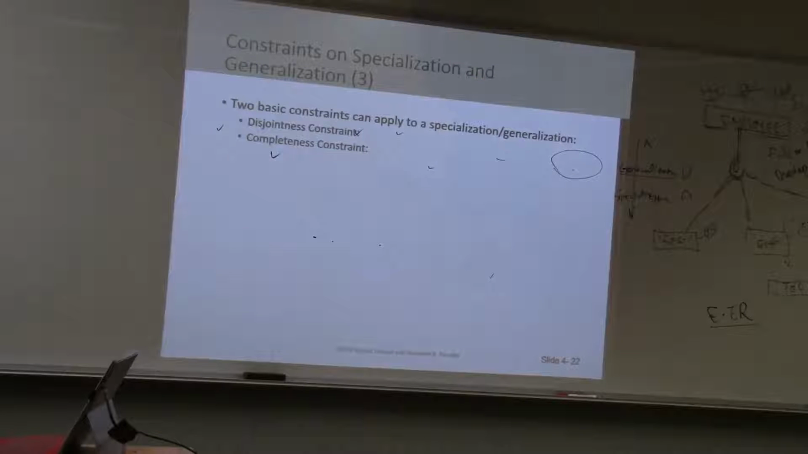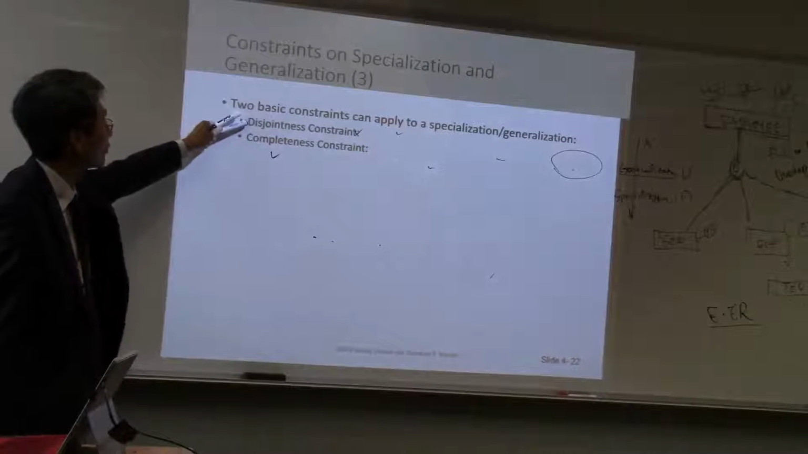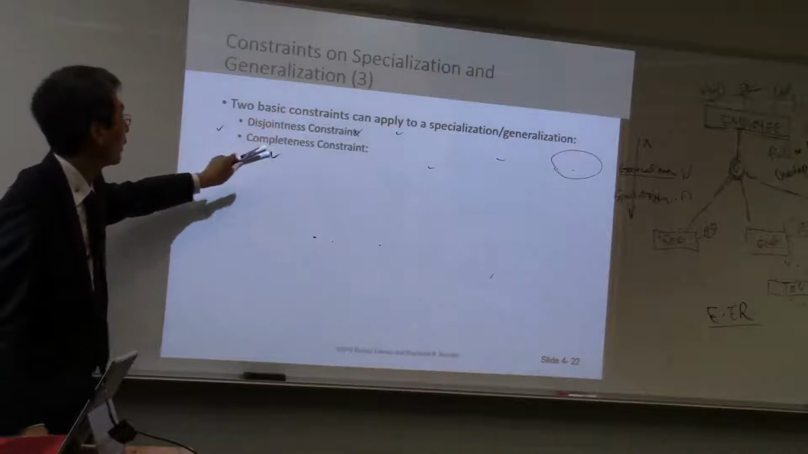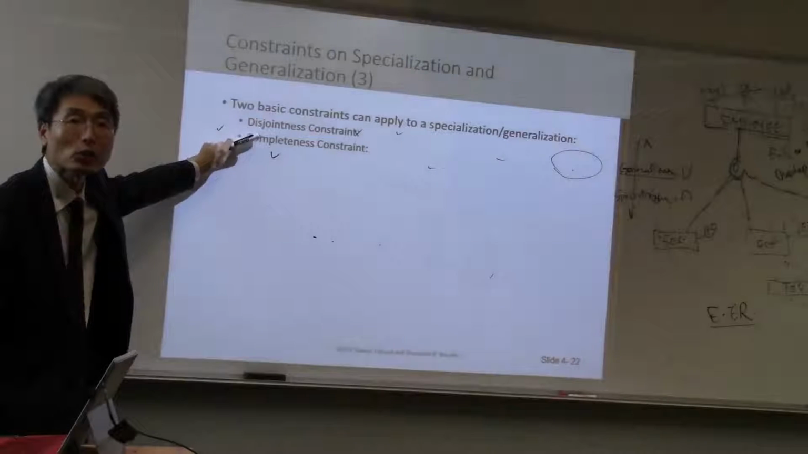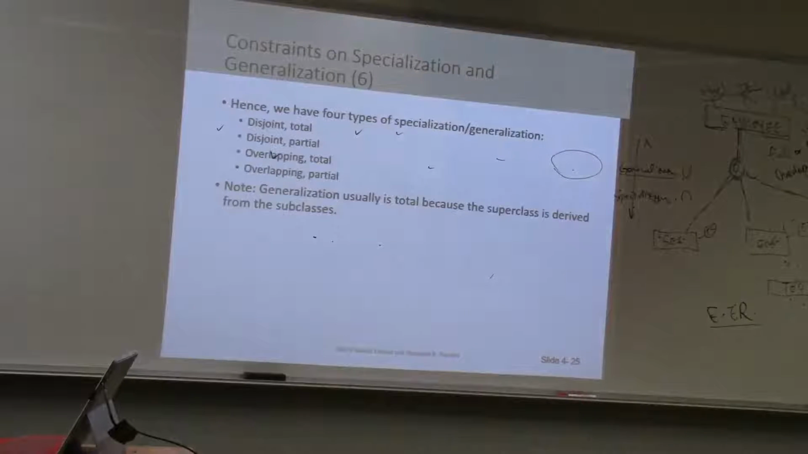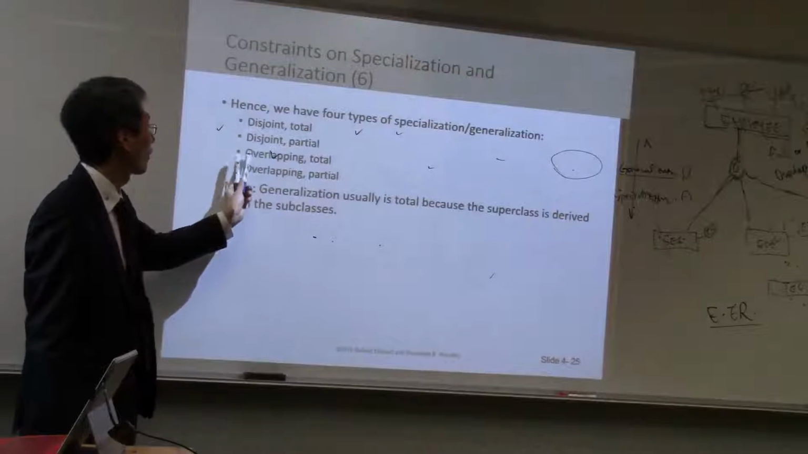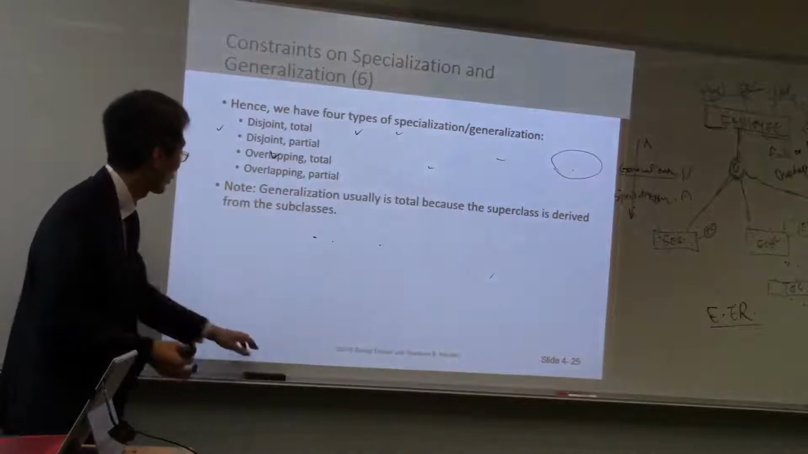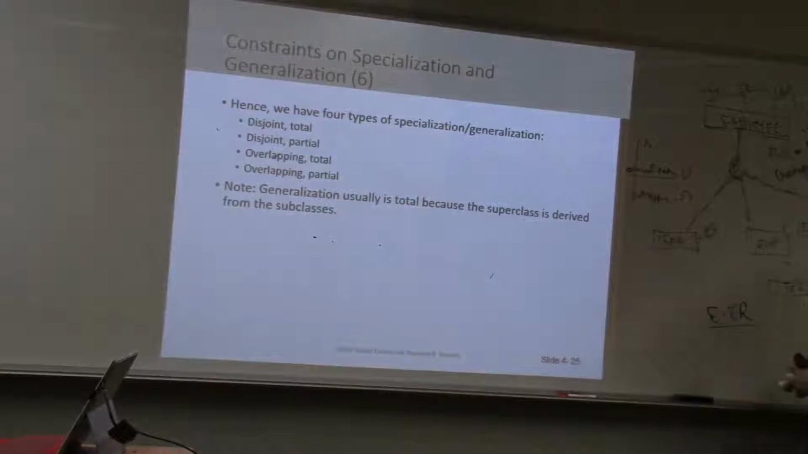So we learned there are two types of constraints: disjoint or overlap, and completeness, which is full participation or partial participation, mandatory or optional. So there are four: disjoint total, where total means full, disjoint partial, overlapping total, and overlapping partial. So it's one of these.